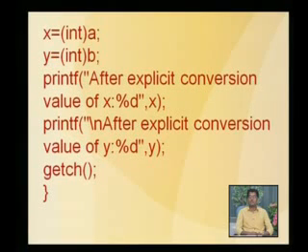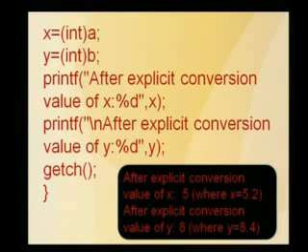So as you can see, this is explicit conversion. We are defining in which type you want to give the output. So printf "after explicit conversion, value of x %d", x, and in the same way "after explicit conversion, value of y %d", y, and bracket complete.